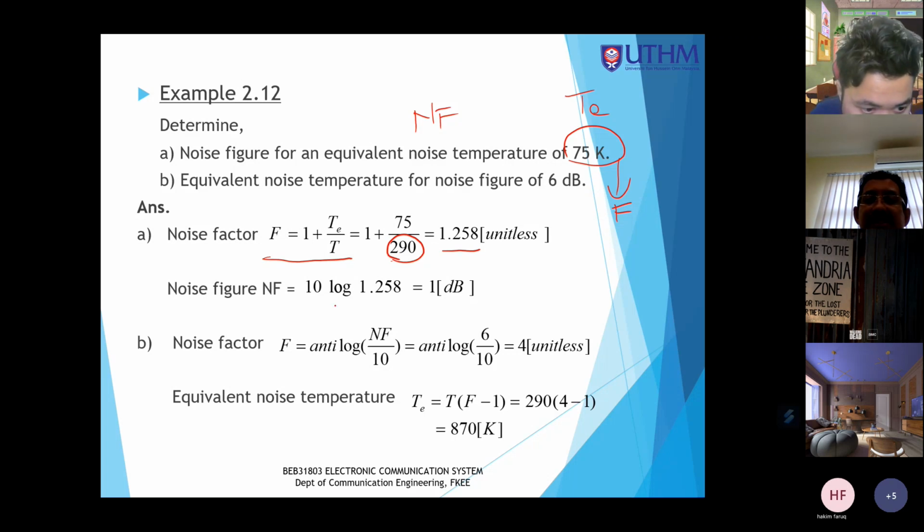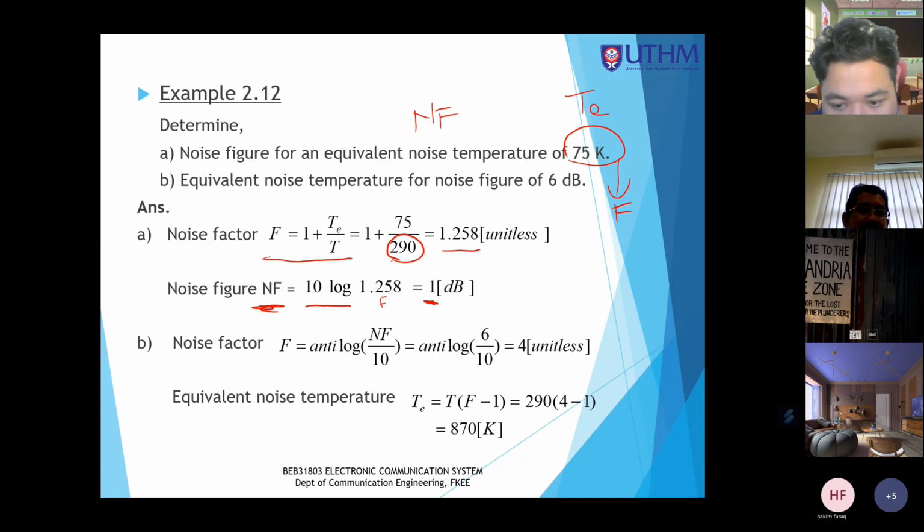Okay, dan dalam decibel kita boleh produce noise figure, which is the decibel value of noise factor. Okay, 10 log 1.258, so we get 1 decibel. So ini tak tahu tepat ke tak ni, so you boleh cuba. Betul ke dia? 10 log 1.258, 0.996806. So dia bundarkan jadi satu. Okay. So the second question, B, dia tanya find the equivalent noise temperature. Okay, find TE.